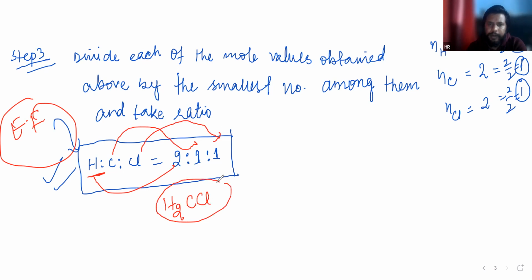For a better formula, you can write it like CH2Cl. It will look good. Then you can write H2CCl or CH2Cl. This is the empirical formula. This is the required empirical formula.